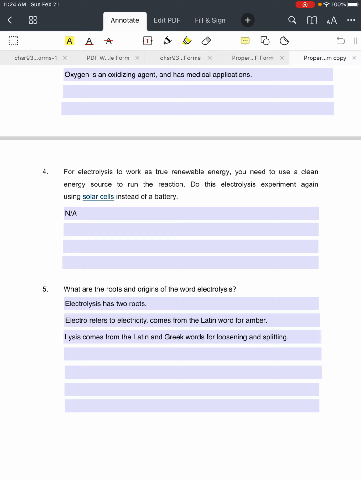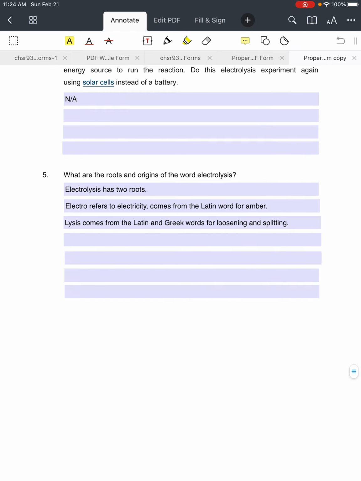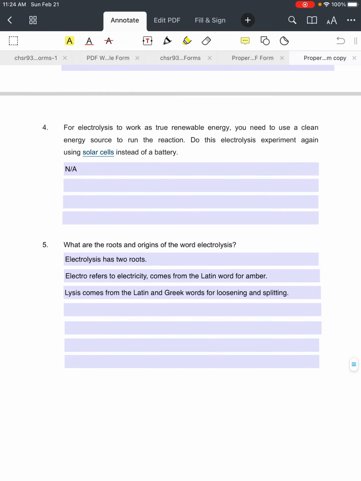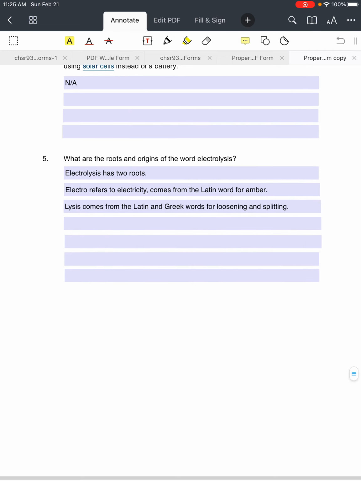Words for loosening, and in modern usage, lysis usually means a splitting. Like a lysosome in the cell is where you split up your food molecules. So electrolysis does not refer to killing of hair. There's a process where electric current is passed through hair and kills the root, and is a good way to depilate or remove hair permanently. But in the chemistry lab, it refers to the splitting of water using electricity.